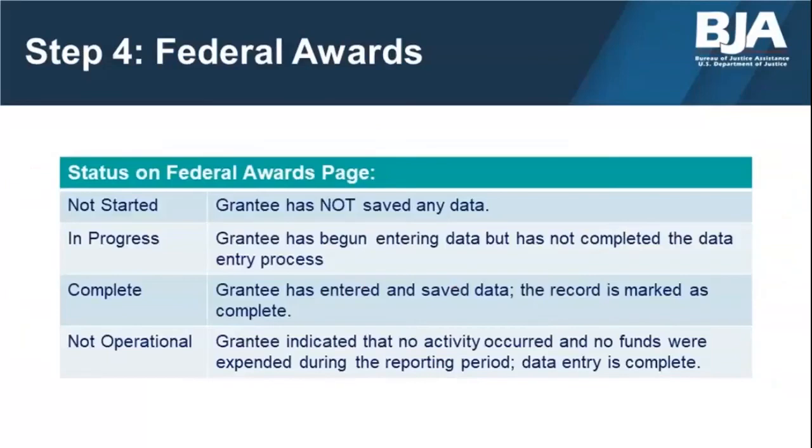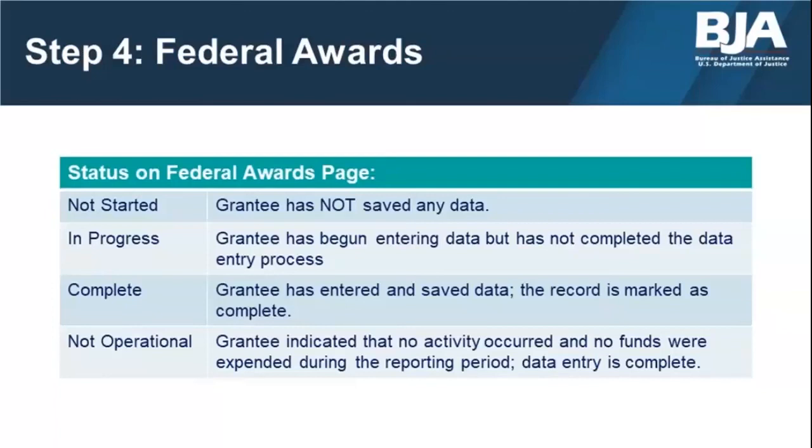Before we get into the specifics of PMT data entry, it's important to understand the different statuses on the Federal Awards page so you're aware of where you are in the reporting process. If a grantee has not opened their report or saved any data, the PMT will mark your report as not started. If a grantee has opened the report and begun data entry but hasn't completed it, the PMT will mark the report as in progress. If a grantee has entered, saved, and completed every question in the report, the PMT will mark the record as complete.